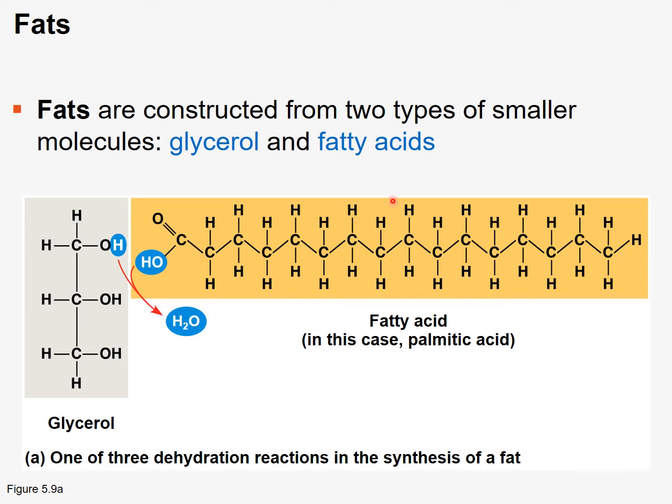So fats are constructed from two types of molecules, which are smaller, and when they come together using that dehydration reaction, which is what we see here, they form a fat. The two types of molecules are glycerol and fatty acids. The glycerol is shown here. It's a 3-carbon molecule, and each of those 3 carbons has a hydroxyl group attached to it.